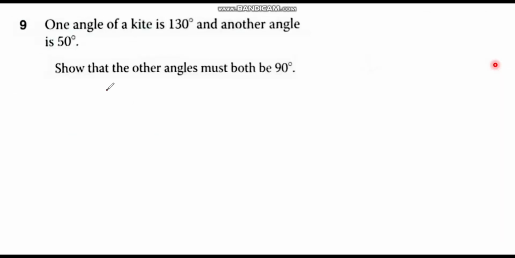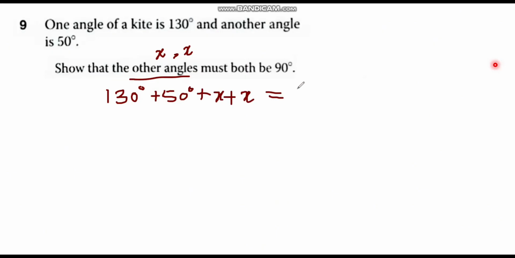In question number 9, one angle of the kite is 130 degrees and the other angle is 50 degrees. So we have to show that the other two angles must have size 90 degrees. So we know that the sum of angles in a kite should be 360 degrees. So let's assume that the other two angles have the same size. So we can assume that the other two angles must have size x and x. So if I add all the angles over here, like 130 degrees plus 50 degrees plus x plus x, this should be equal to 360 degrees.